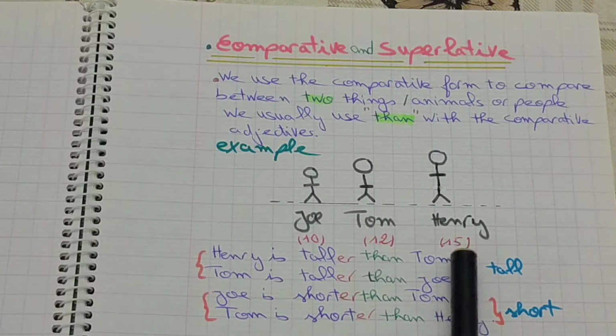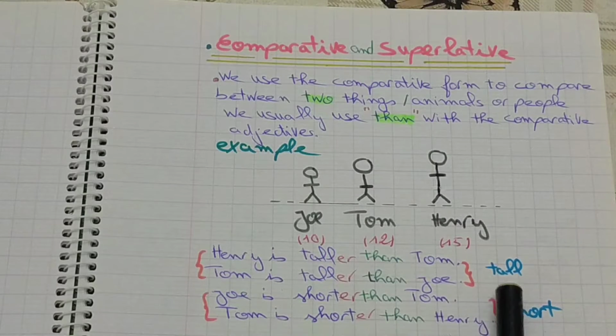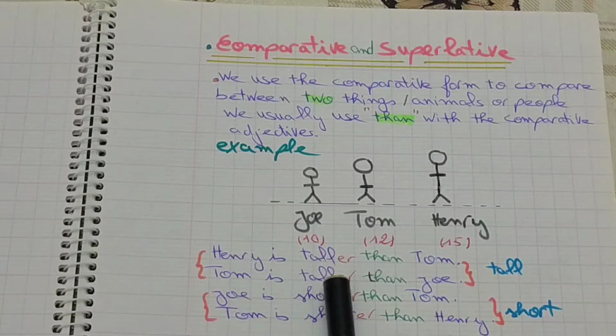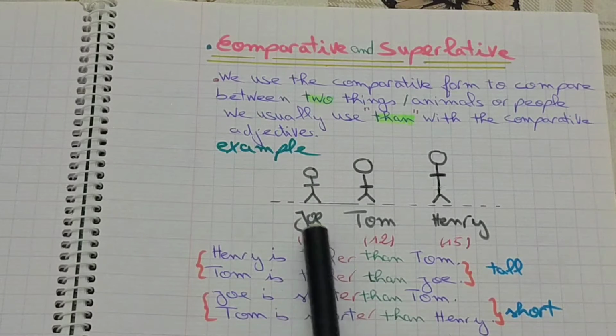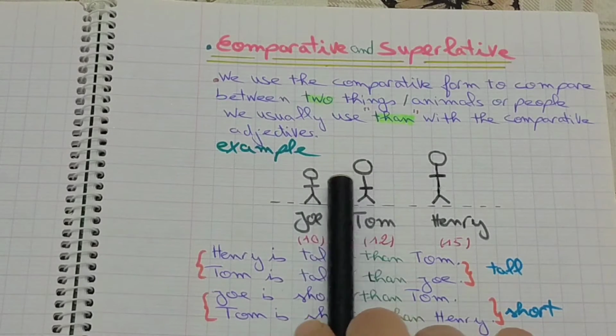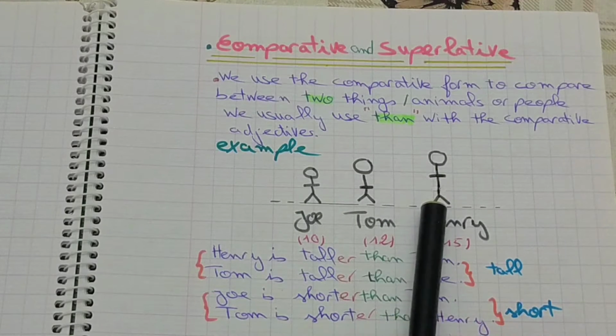So here I have Henry, Tom, and Joe. If I use the adjective tall, I can say that Henry is taller than Tom. Also, Tom is taller than Joe. If I use the adjective short, I can say that Joe, look at here, Joe is shorter than Tom, and Tom is shorter than Henry.